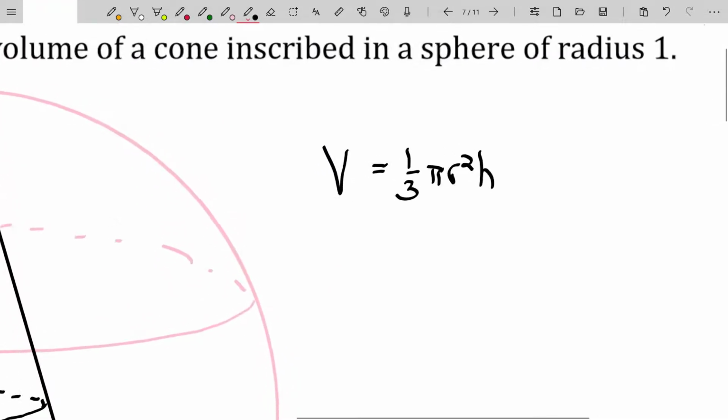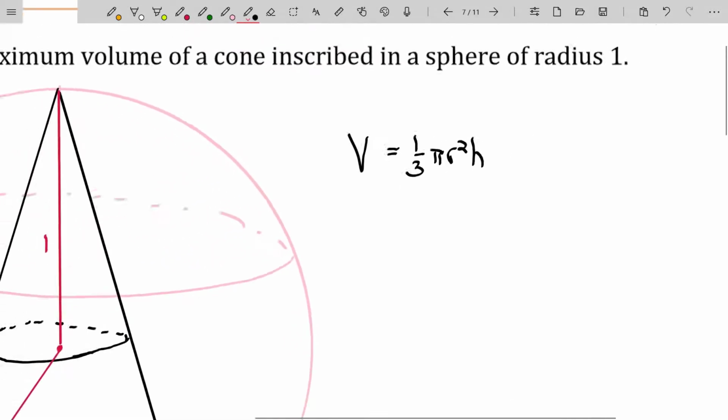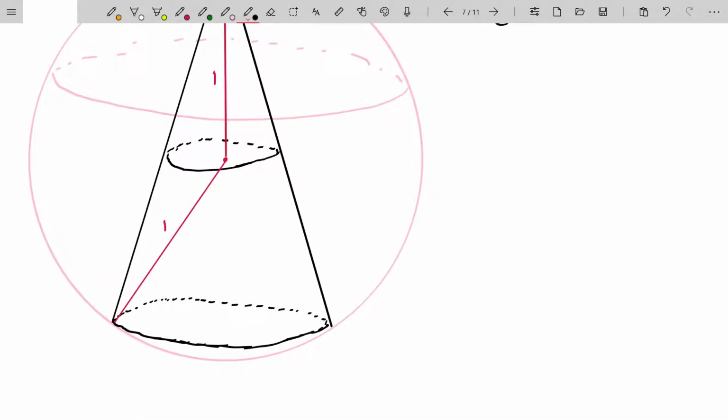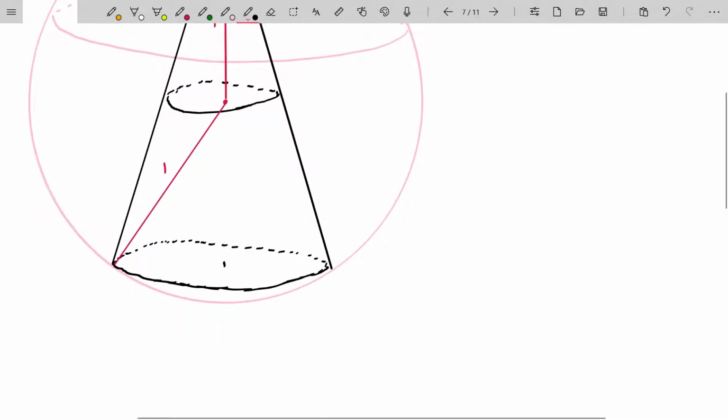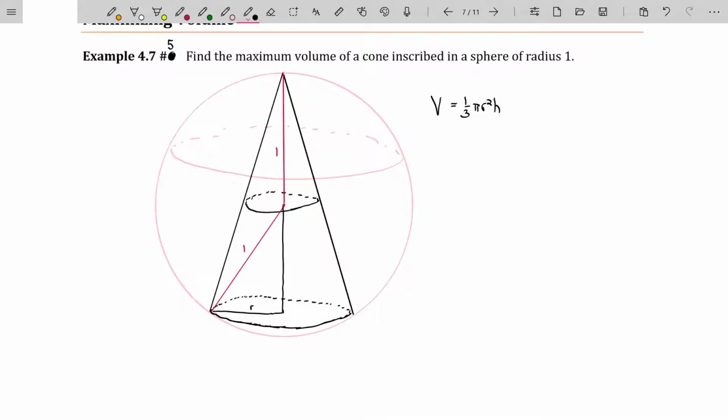And by the way, that r there is the radius of the base of the cone. Let me go ahead and draw that down here. It is the radius of the base of the cone. So that's r right there. The height of the cone is all of this distance here. It's the total height of the cone. So this all the way down to here would be the total height of the cone.